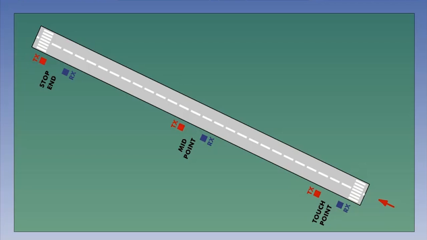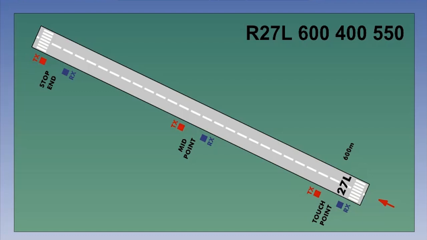For example, R27L 600, 400, 550 means on runway 27 left, the touchdown visibility is 600 meters, the midpoint visibility is 400 meters, and finally the stop end visibility is 550 meters, as measured by the transmissometers.